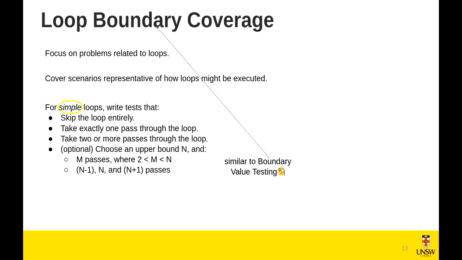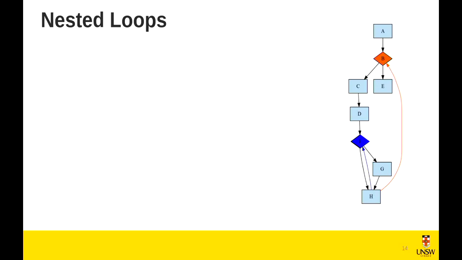And remember, this strategy only deals with simple loops, because there are many more complicated scenarios. So the first one is nested loops. In this control flow graph, I intentionally changed the shape of the decision points to diamond shape and also changed the colors to make it clearer. So you can see that there are two nested loops here. The outer loop is related to B, the inner loop is related to F.